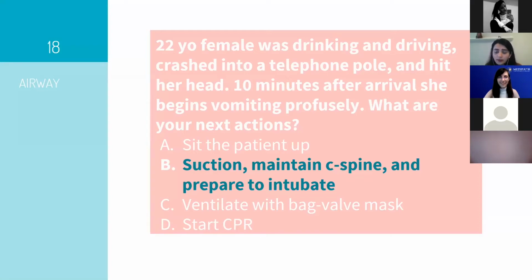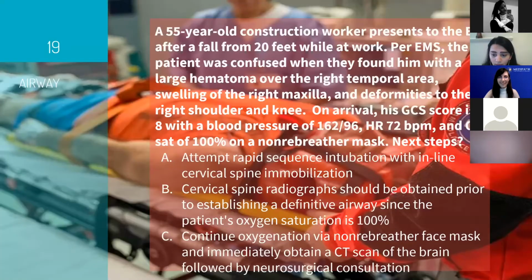A was incorrect because if you sit the patient up, you're technically moving her cervical spine, and likely she's going to keep vomiting, so it's not really a definitive solution to what's going on. And obviously D was incorrect because she still had pulses.